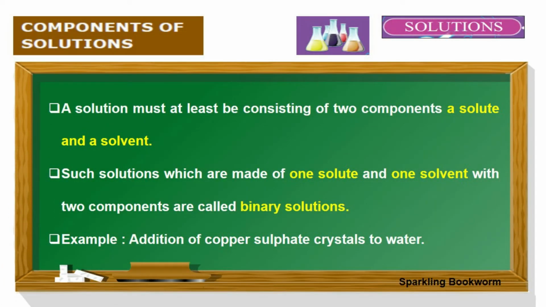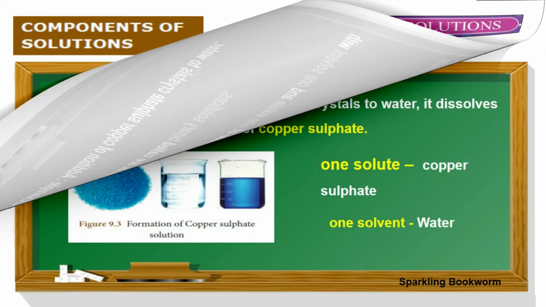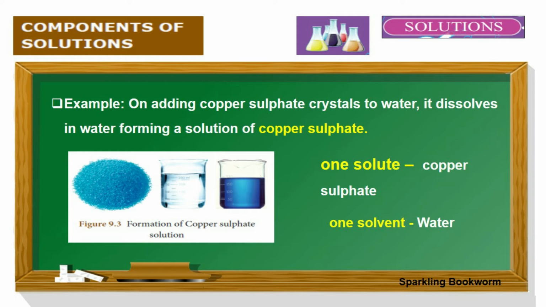Binary solution. A solution must consist of at least two components, a solute and a solvent. Such solutions which are made up of one solute and one solvent, with two components, are called binary solutions. Example, on adding copper sulfate crystals to water, it dissolves in water forming a solution of copper sulfate. One solute, copper sulfate, one solvent, water.